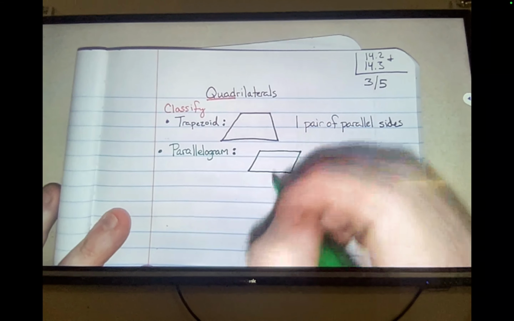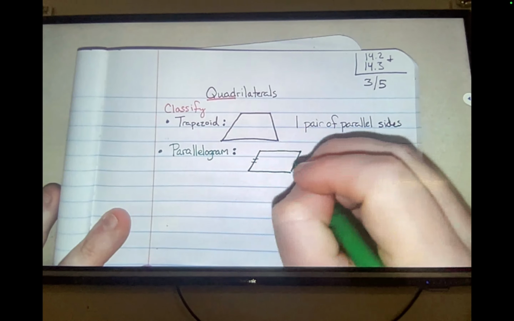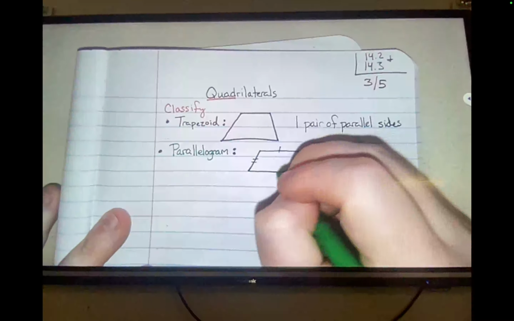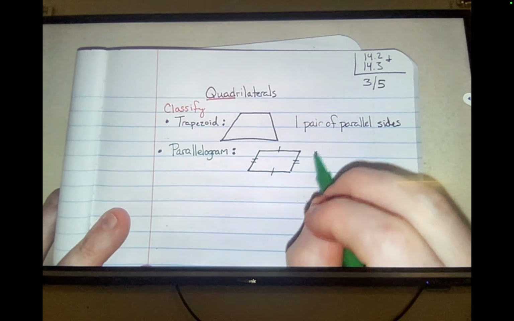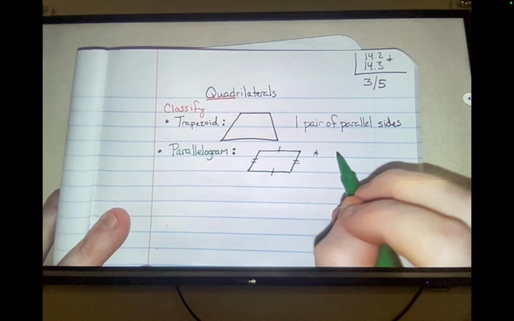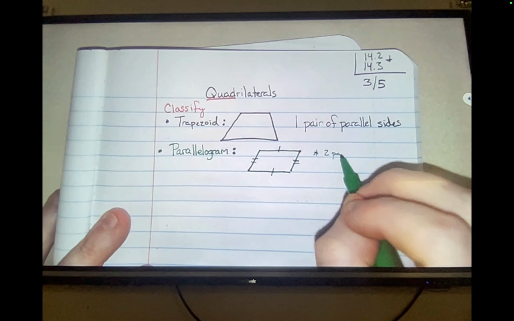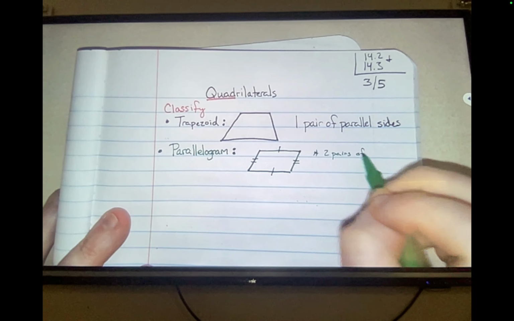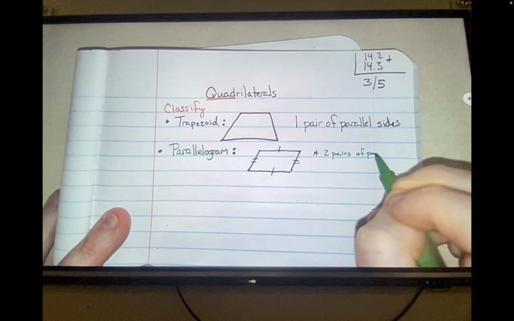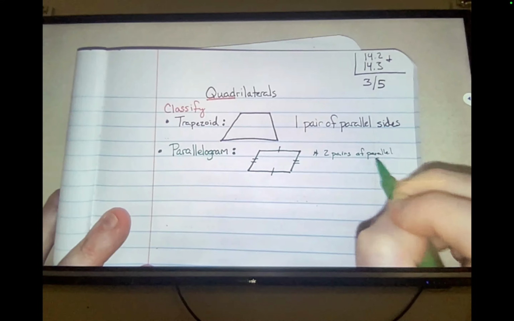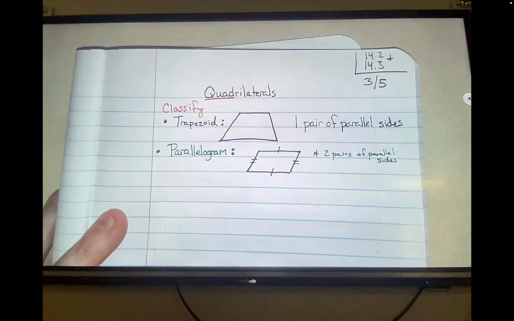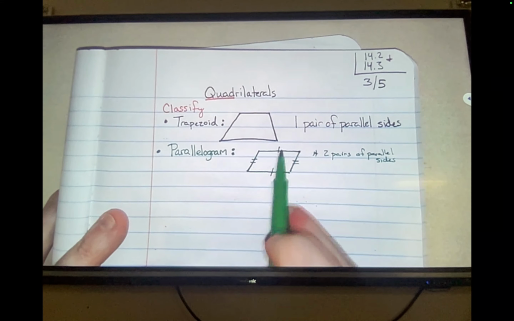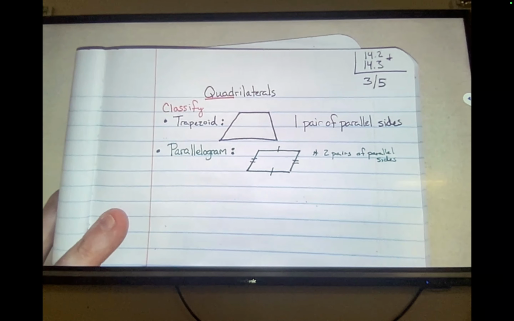And so here we have these two lines are the same size. And this line and this line are also the same size. And so a parallelogram has two things that we look at. Number one, it has two pairs of parallel sides. So this line and this line, if they kept going forever, they wouldn't touch. This line and this line, if it kept going, they would never touch.